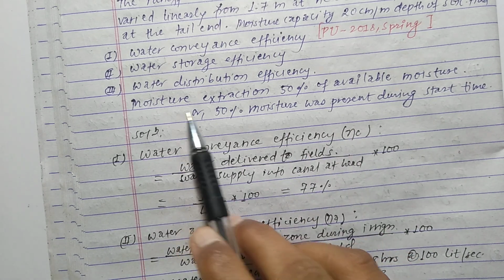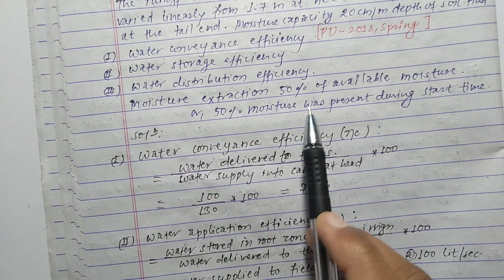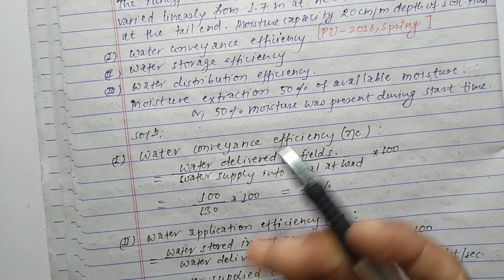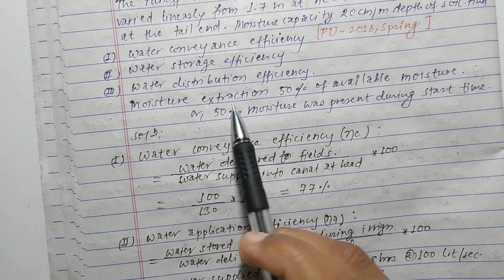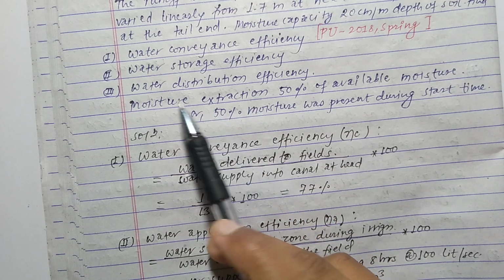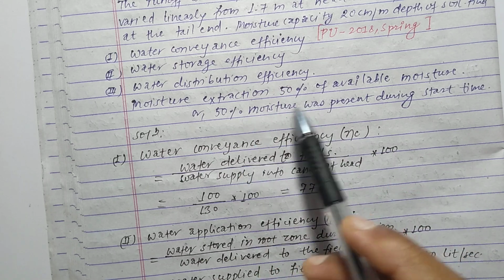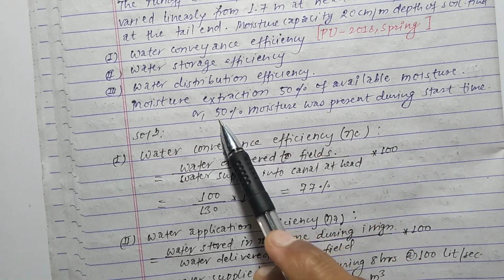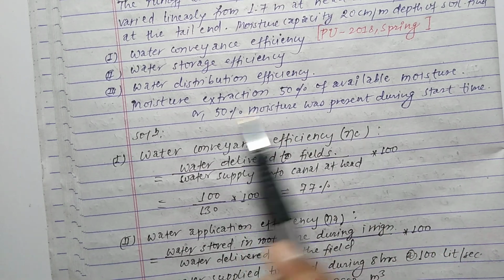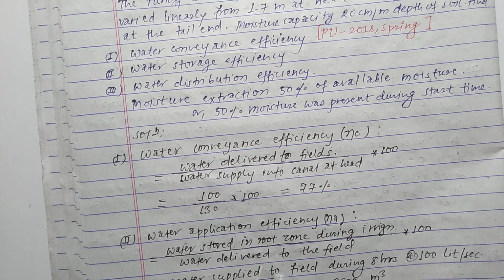Also, the moisture extraction of 50% of available moisture is given in the question, or you can say 50% moisture was present at the starting time. Sometimes in the question these statements are given, or sometimes the question says like this: 50% of moisture was present at the starting time. Whenever either of these is given, we have to understand they are the same thing.